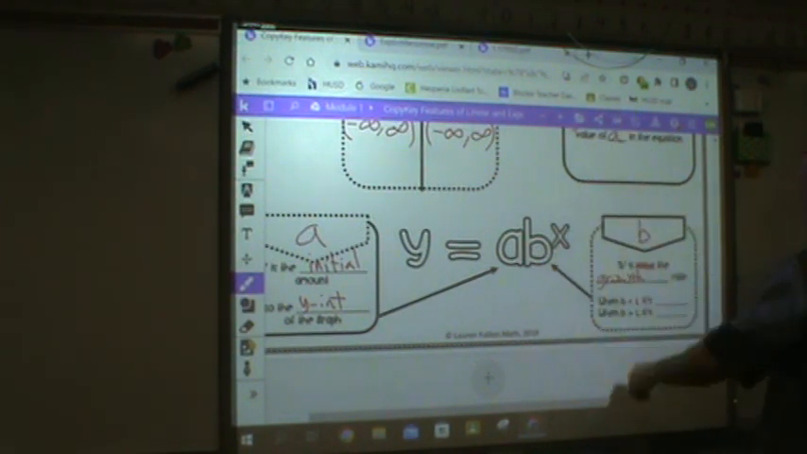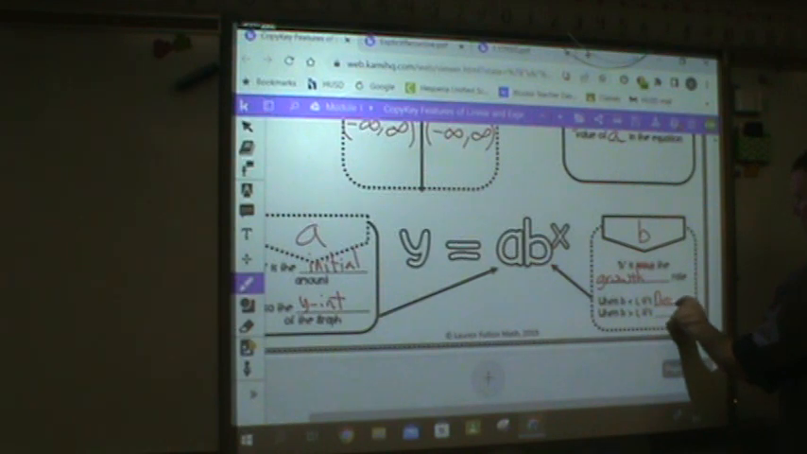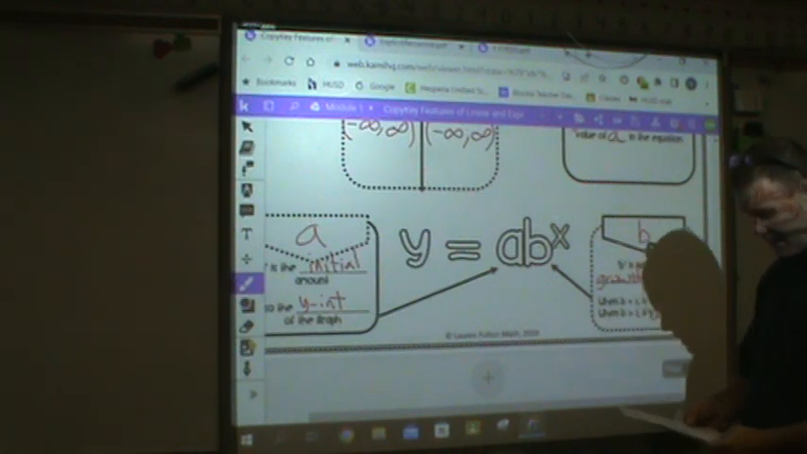So if it's positive, it's growth. If it's negative, it's decay. And that's right here. When B is less than 1, it's decay. Okay? When it's greater than 1, it's growth. Right? So there's your key features of exponential functions.